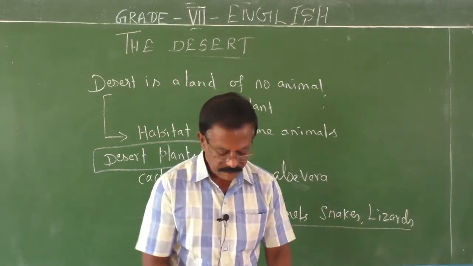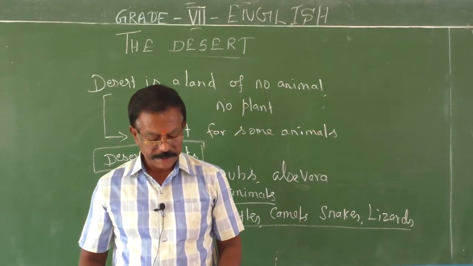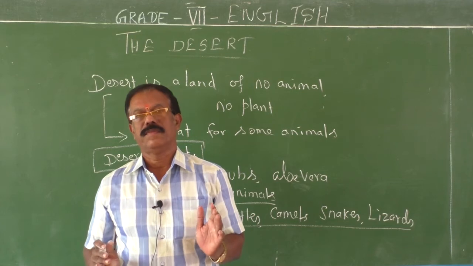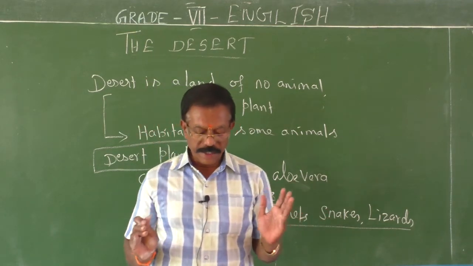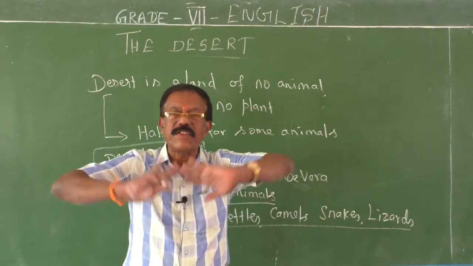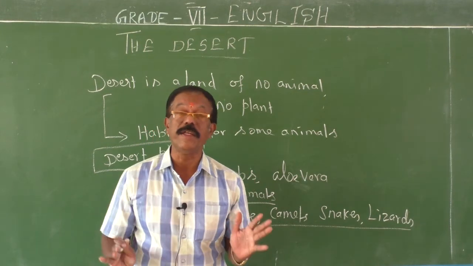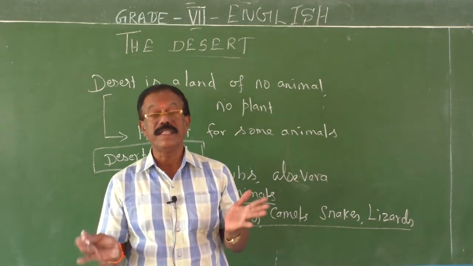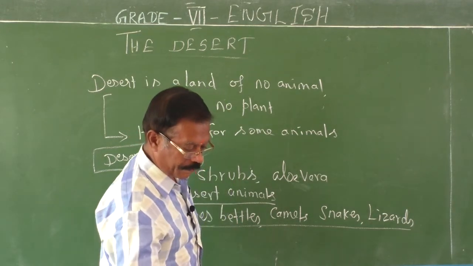Okay, next, let me explain. During daytime, what about the climate prevailing in the desert? During daytime, the climate is extremely hot, and at night the climate is extremely cold. Two extreme climates are prevailing. I will list them one by one.